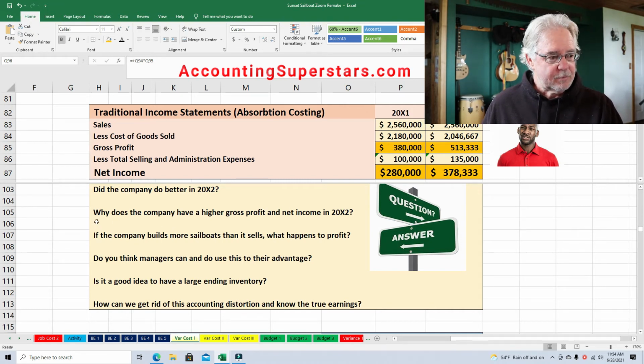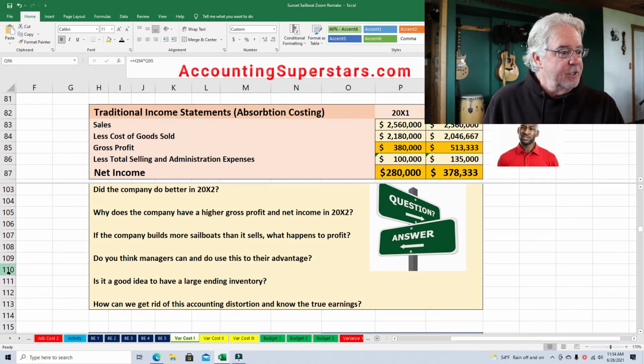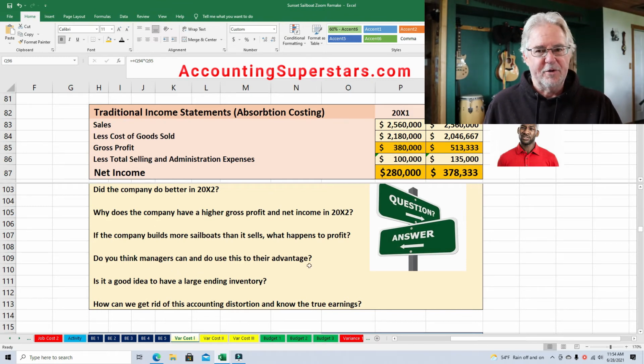All right, now, second question: why does the company have a higher gross profit and net income in 2002? It's because some of their fixed costs got placed into ending inventory and were not expensed, even though the company is performing identically each year. So do you think managers can and do use this to their advantage? Some managers are wise to this. They know this, and a lot of other people don't. They know if they can produce more than they sell, their financial statements will look pretty good. Well, at least their income statement will look more profitable than it really is, like in this situation here.